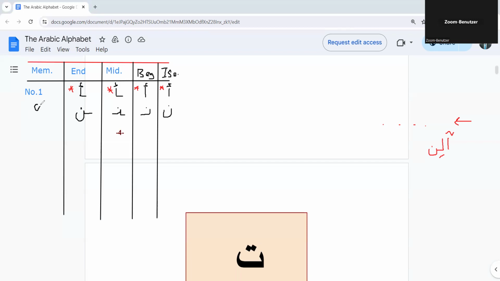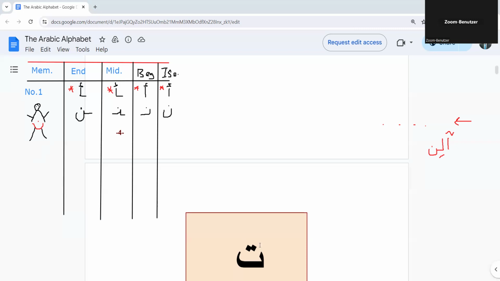I'm not so good at drawing. That's not a problem. It's still good. So let me use another color. Okay. So this is the navel on the baby's belly. Okay. So let's go to the next letter.